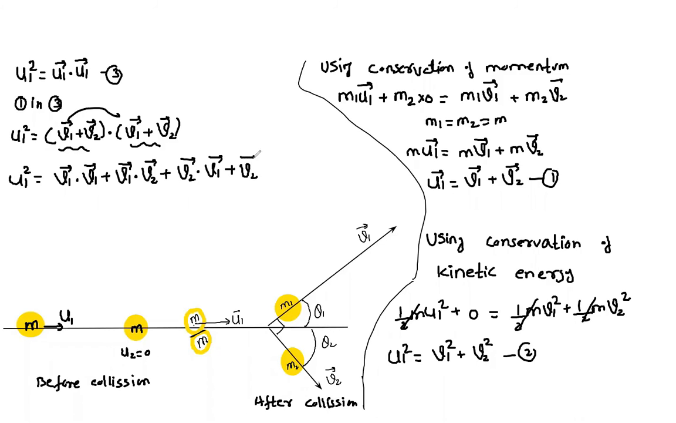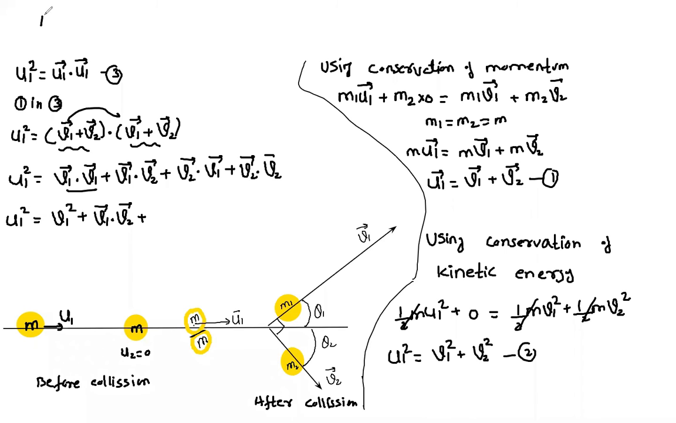Dot product of V1 plus V2 with itself. So this is the distributive property: V1 dot V1, V1 dot V2, V2 dot V1, and V2 dot V2. V1 dot V1, the dot product of a vector with itself, is the square of the vector. This is V1 dot V2, I will write as it is. This is V2 dot V1.